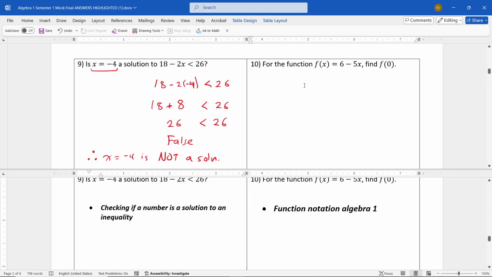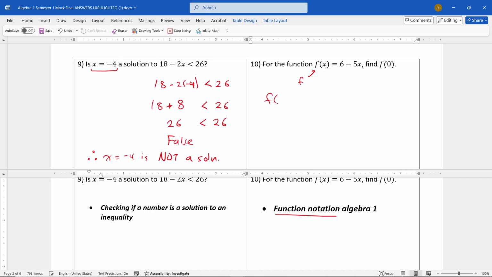Number 10, this is known as function notation. So this one, a bunch of you really should just watch some videos on function notation first and then come back to this video. All right, so here's my brief introduction. So in function notation, it's a machine where you input values and get outputs. In this case, f is the name of the function, it's function f, and x is the input.